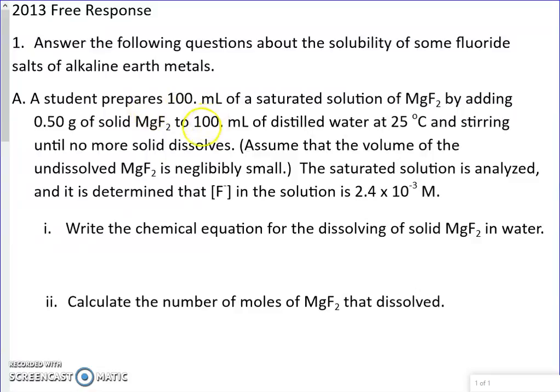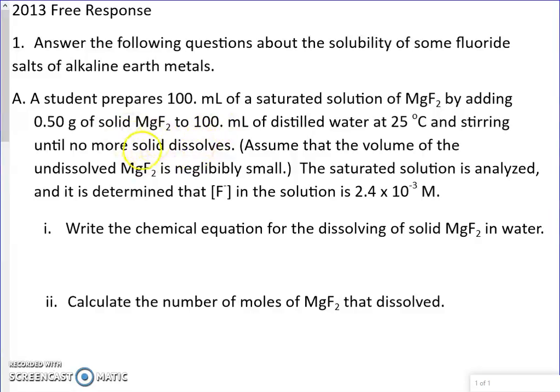We have a student preparing a 100 milliliter saturated solution of magnesium fluoride by adding 0.50 grams of solid magnesium fluoride to 100 milliliters of distilled water at 25 degrees Celsius. They are stirring the solution until no more solid dissolves. This is what makes it saturated. And because there's no more solid dissolving, there's solid still left over. But the volume of that solid is negligible. So in other words, we're still dealing with 100 milliliters of water.